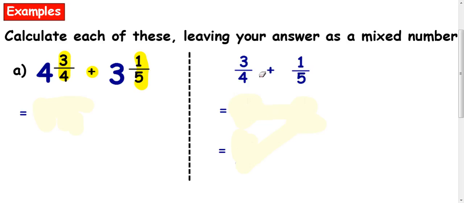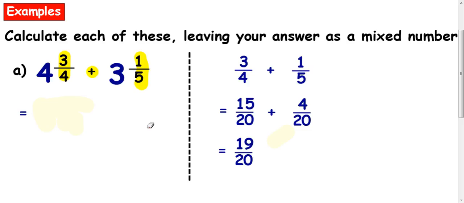So I'm going to look for a common denominator, look for the lowest common multiple of 4 and 5, which is 20. 4 times 5 is 20. And then I'm going to say, well, okay, how did I get from quarters to 20s? I times by 5, do the same to the top, this is 15. How do I get from fifths to 20s? I times by 4, so do the same to the top, and you get 4. So what that comes to is 19/20.